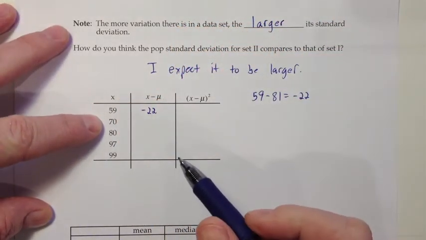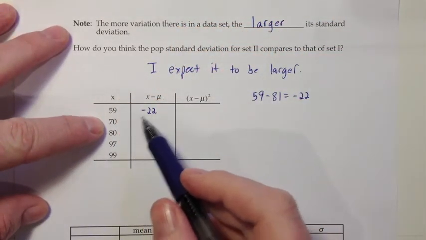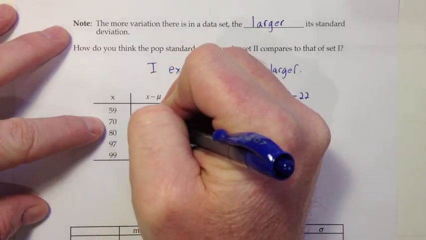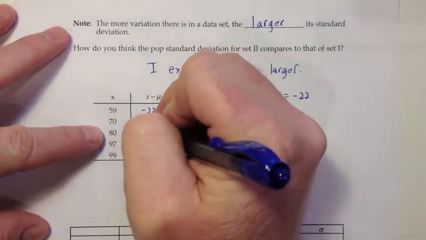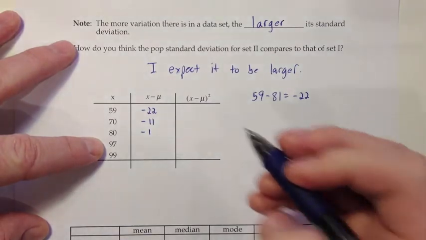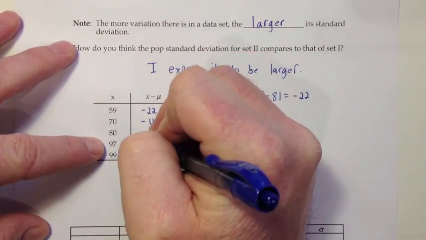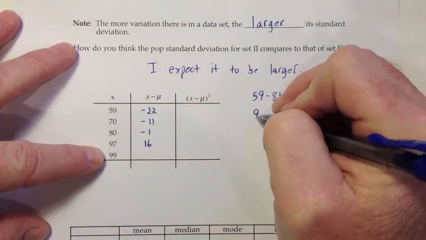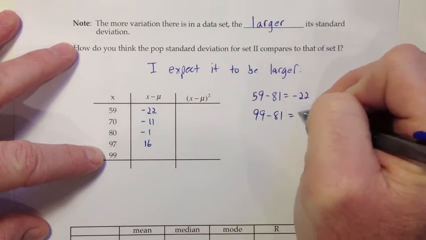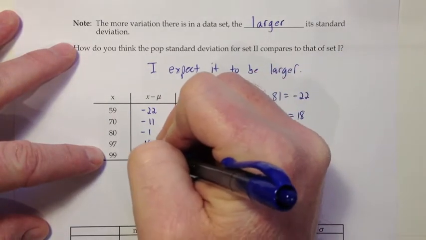And then continuing on with that kind of calculation, 70 minus 81 would be negative 11. 80 minus 81 would be negative 1. 97 minus 81 would be 16. And our last number, 99 minus 81, that would be an 18.